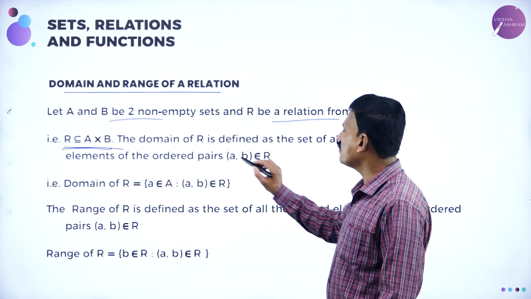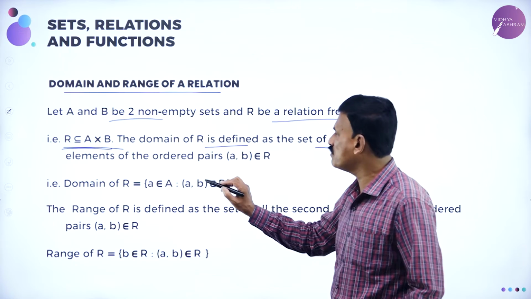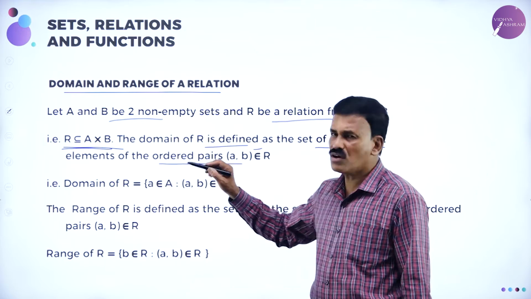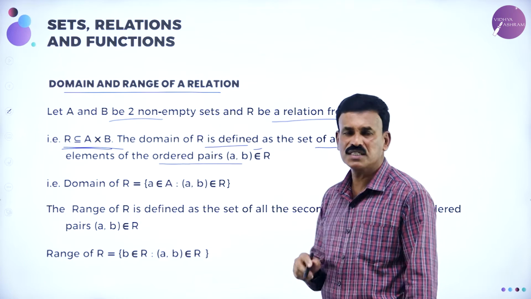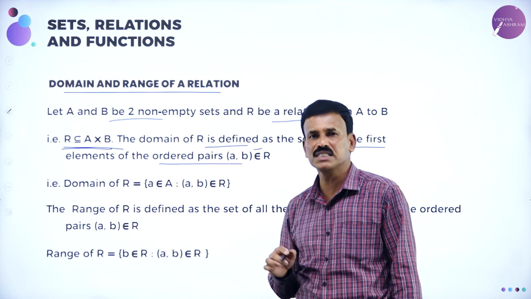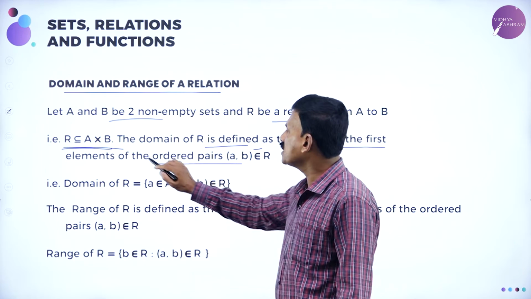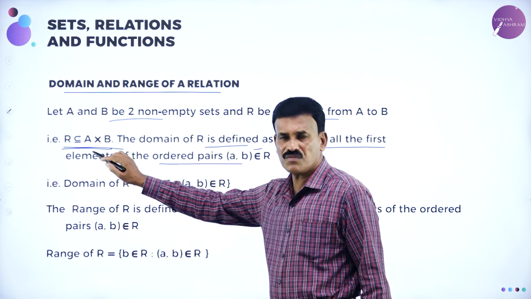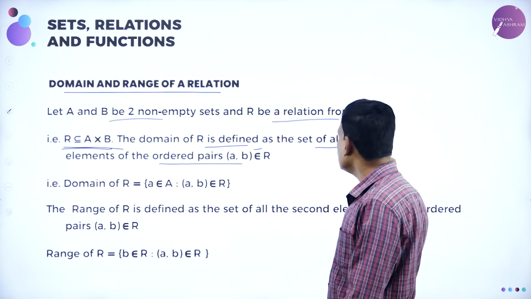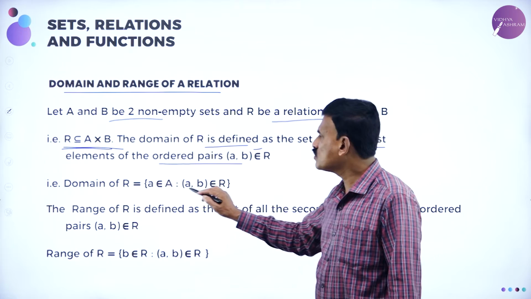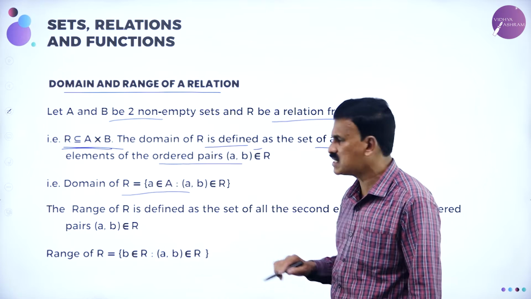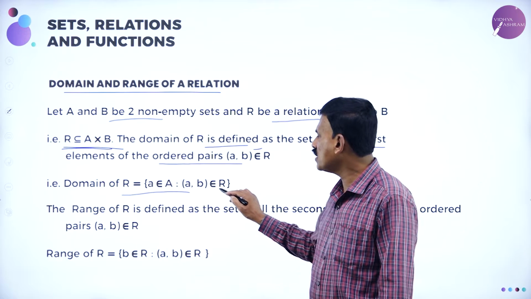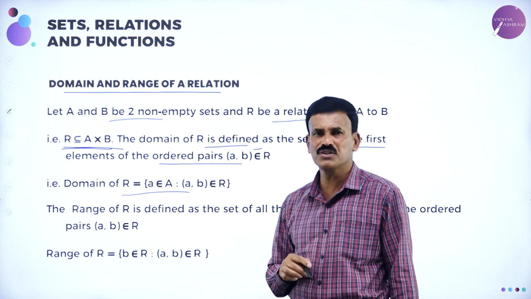Then the domain of R is defined as the set of all first elements of the ordered pairs (a, b) belonging to R. That means the domain is the set of all first elements of the relation R. Therefore the domain of R is denoted as the set of all a belonging to A such that (a, b) belongs to R.